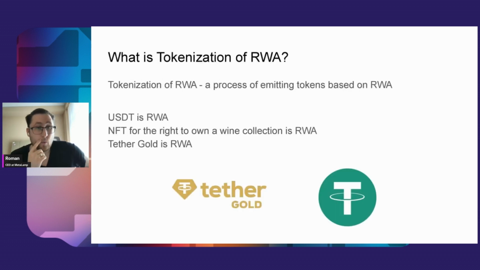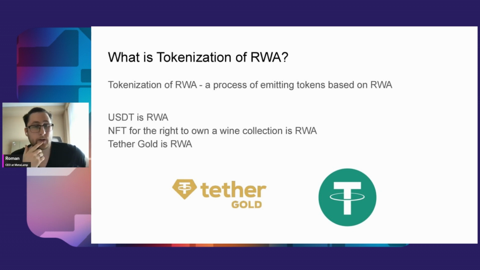So what is tokenization of RWA? Tokenization of RWA is a process of emitting tokens based on RWA. Sounds pretty simple, right? When we want something to exist on blockchain, we need to add it to blockchain, emit a token, and it should be backed by something in the real world.